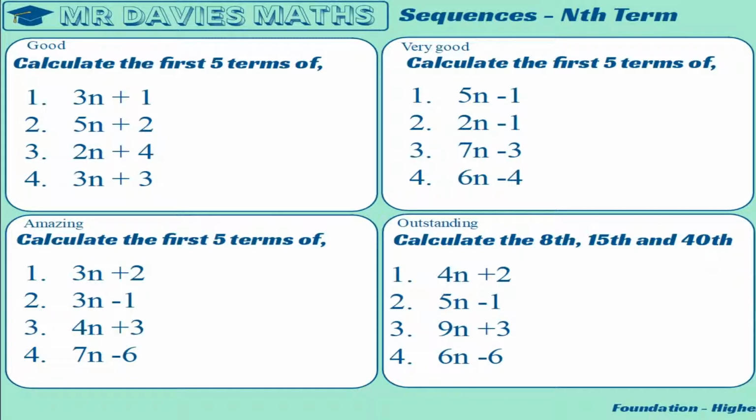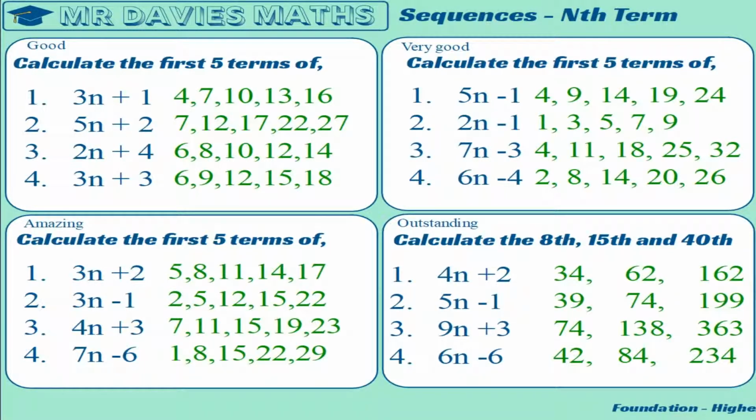Okay, here come the answers. There we go. So you got the first 5 terms, the first 5 terms, the first 5 terms, and then you got the 8th, the 15th, and the 40th for all of these sequences here. Hopefully you got them right. Give them a tick, give them a cross.